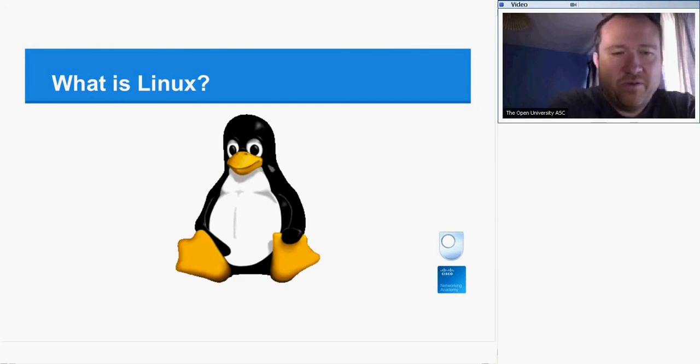So, for some of you, there might be quite a realistic question. What is Linux? Linux has been around for over 20 years. At the time of recording, about 23 years. It is a free operating system. An operating system is technology that enables us to run, use, and utilize computers.